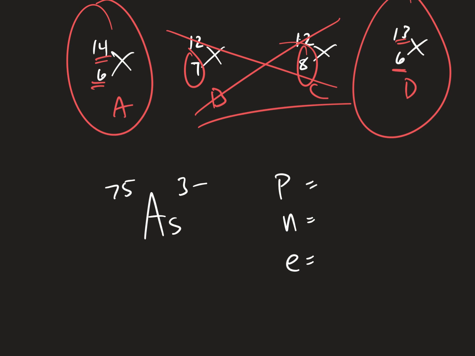Okay, how many protons does arsenic have? 33. So the atomic number of arsenic is 33, right? How many neutrons do we have? 75 minus 33 is what? 42. Are we good? Any questions so far? Okay. And how many electrons? 36. Are we good? Questions? If you have a question, please ask it right now. Not later. Make sure you ask it if you're not sure, if you don't understand where we got these numbers.